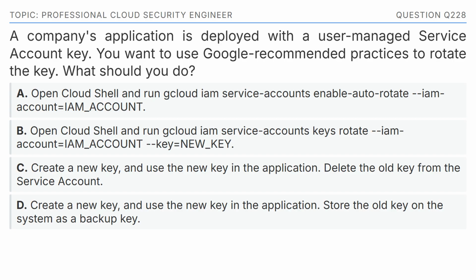Option B, open Cloud Shell and run Cloud IAM service accounts. Keys rotate IAM account equals IAM_account key equals new_key. Option C, create a new key and use the new key in the application. Delete the old key from the service account. Option D, create a new key and use the new key in the application. Store the old key on the system as a backup key.